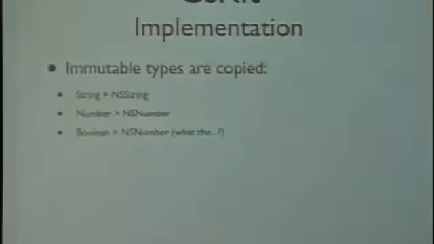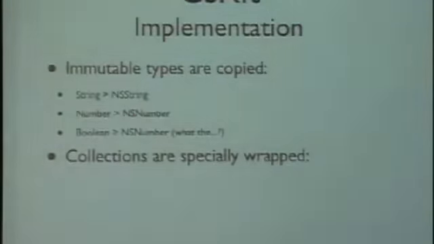Some notes about the implementation. Immutable types are copied. This means strings become NSString. Numbers become NSNumber. Oh, I think strings actually can be mutated in Gemstone if you do something special to them. So if you're using this, don't do that, because I won't know about it. And Booleans become NSNumber because Apple or NeXT, in their infinite wisdom, doesn't have a Boolean class. This is really, really irritating. You get numbers and you don't know where they came from or what they do unless you have the original definition of the class. This is a sticking point.